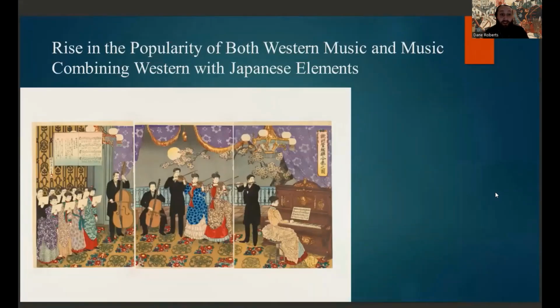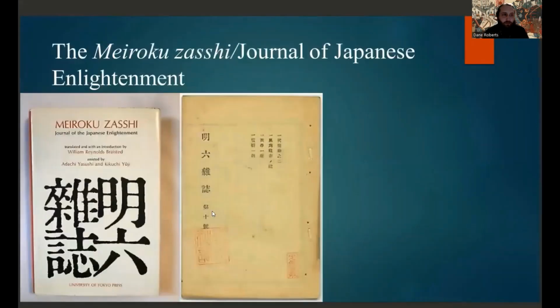You also begin to see the rise in popularity of both Western music and hybrid styles of music combining Western and Japanese elements, like you see here. So you would see, say, maybe Japanese singing and Japanese style flutes with Western instruments like cellos and things like that, or just simply Western style music.